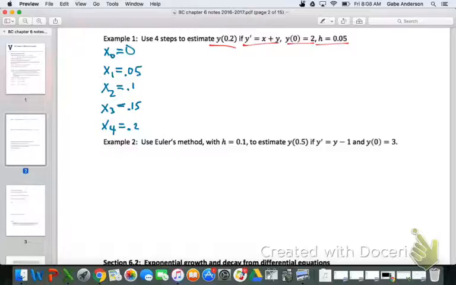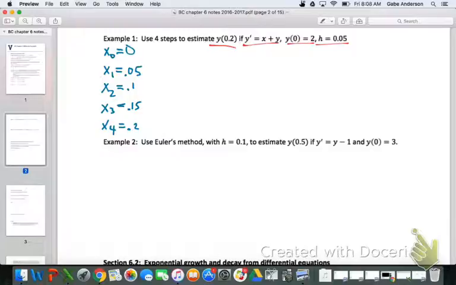I'm not at the initial condition. I'm actually at my objective, aren't I? Because I want y of 0.2. And so when I get to x equals 0.2, then I've reached at least the x-coordinate for my objective. So the x's should be super easy. Just go plus step size, plus step size, plus step size until you get to your objective.